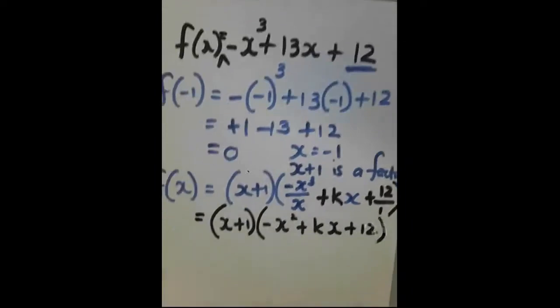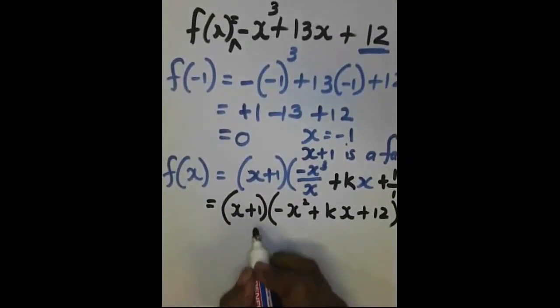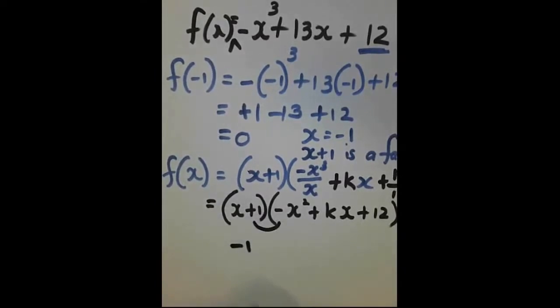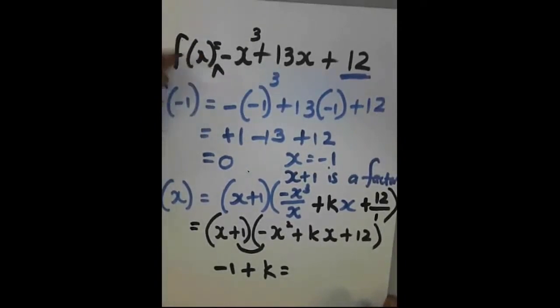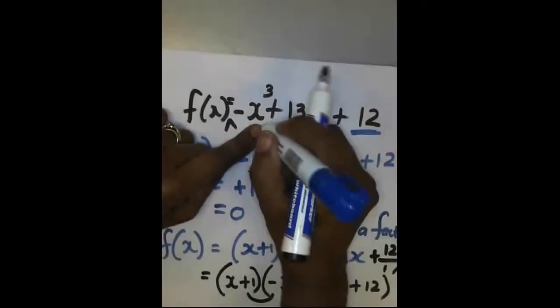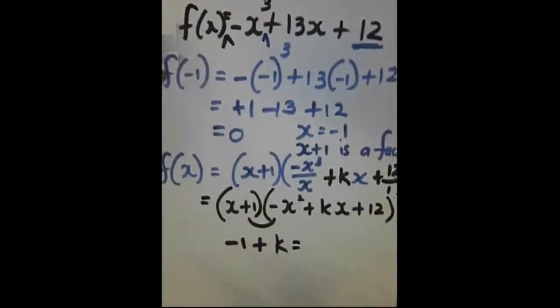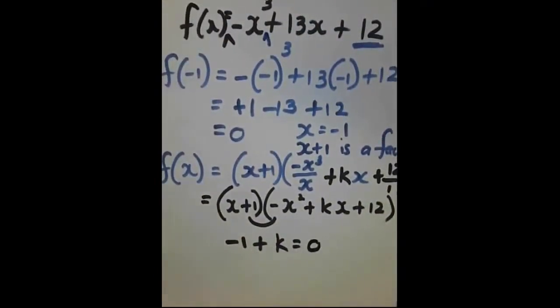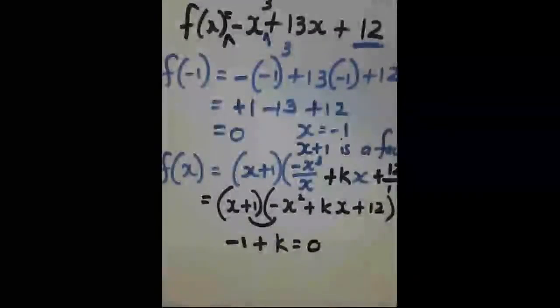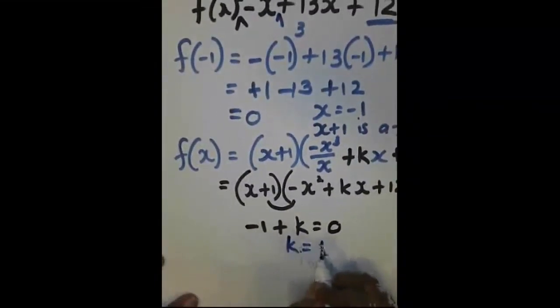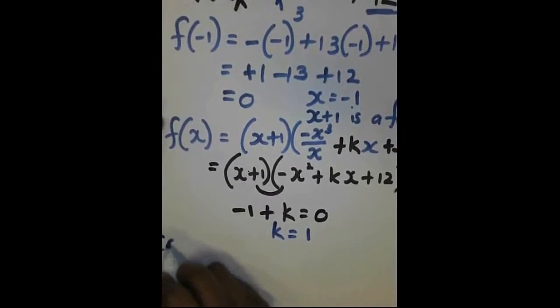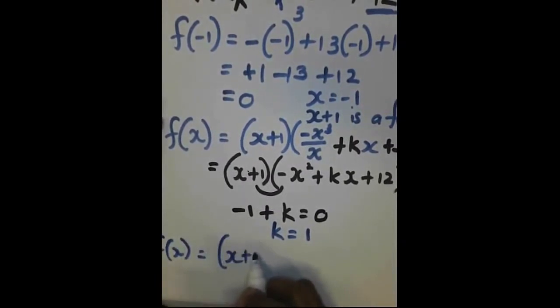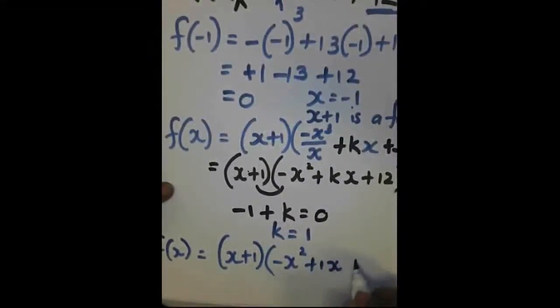Okay, so there are my factors. I'm going to find k. So I normally say negative 1, I multiply these two, plus k must be equal to the original term in x squared. Now there is no term over here in x squared, which means that it will be equal to 0, because I'm trying to find the middle term. There are other ways to find it, but I'm not going to go into that. I'm just going to do it by inspection. So f(x), very simply, if I factorize it, it's (x + 1)(-x squared + 1x + 12).